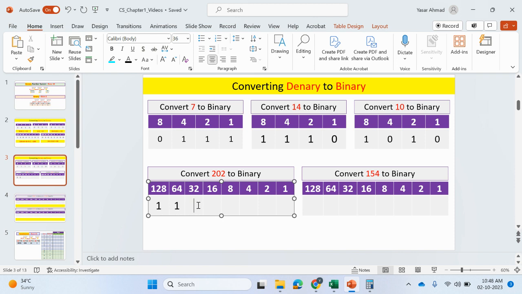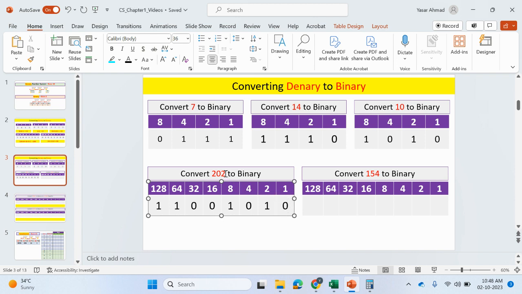So 32 doesn't go into 10. We can put 0 here. 16 doesn't go into 10. We can put 0 here. 8 does go into 10. We can put a 1 here. And we only have 2 left. So 4 is going to be 0. We can put 1 for the 2. And we are now done. So we can put 0 at the end.